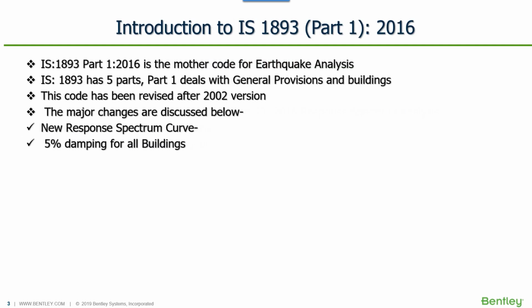So we all know IS 1893 Part 1 is the mother code for earthquake analysis in India. It has got 5 codes, and Part 1 deals with the general provisions and buildings. This code has been revised after 2002. This is the 6th revision, and a major change that we can see in this particular code is we are getting 2 different response spectrum curves, and these response spectrum curves correspond to 5% damping, and for the buildings we have to use the 5% damping all throughout, whether it's steel or concrete.